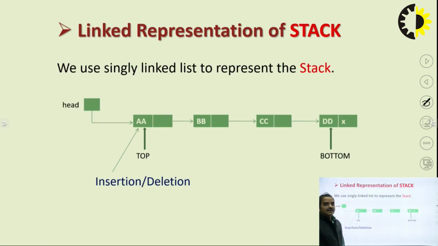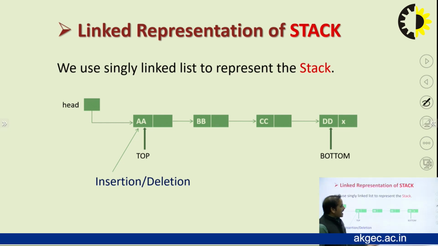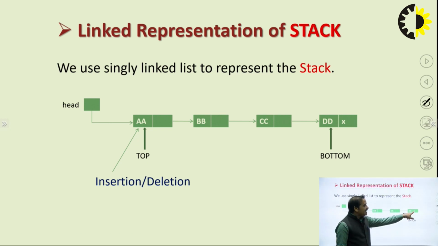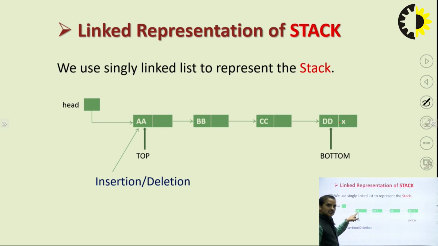The next one is linked representation of stack. In linked representation of stack, we use a singly linked list to represent the stack. The last node is called the bottom node, whose link part is null, and the head pointing to the first node is called the top of the stack. That means if we want to perform insertion and deletion operations, then we must perform them at this place.